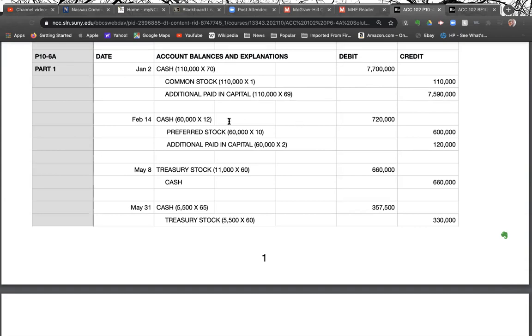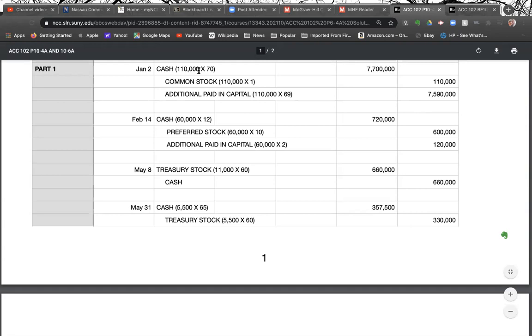And now you've got the preferred stock being sold at 12. 60,000 shares times 12 is 720,000 debit cash. Credit preferred stock at par, 60,000 times 10 is 600,000. Credit additional paid-in capital, 60,000 times 2, right? 12 minus 10 is 2, is 120,000. So whether you sell common stock or preferred stock, the entries are very similar, right? Debit cash for what you receive, credit the stock account at par, credit additional paid-in capital for the amounts above par.